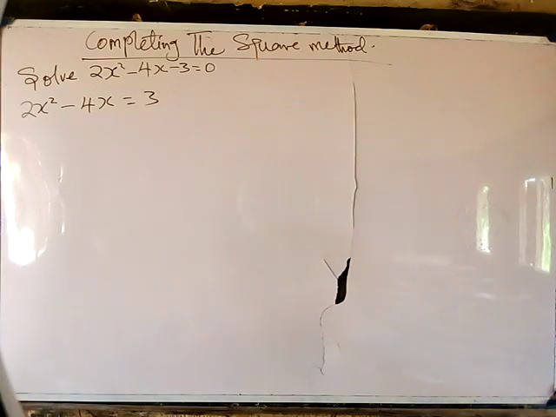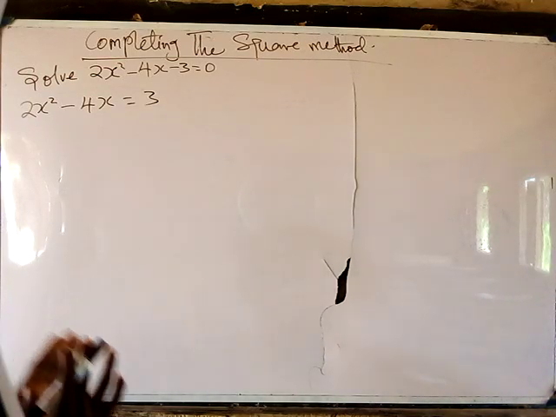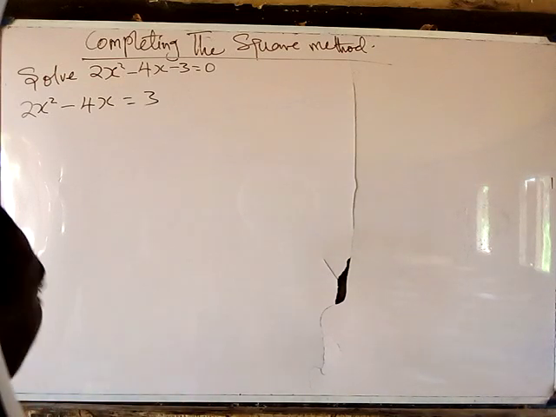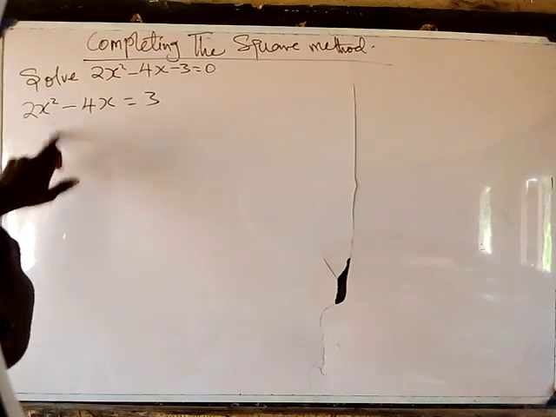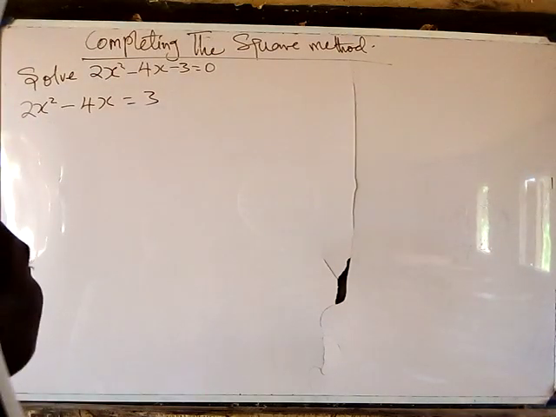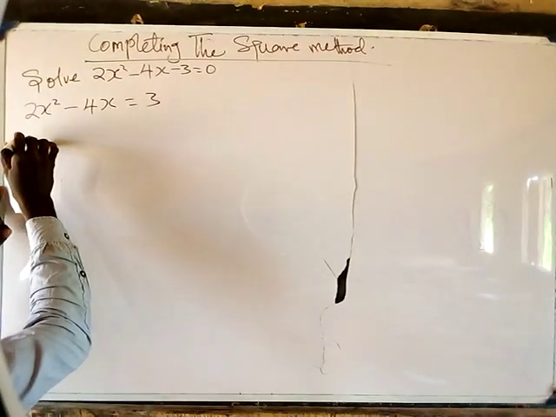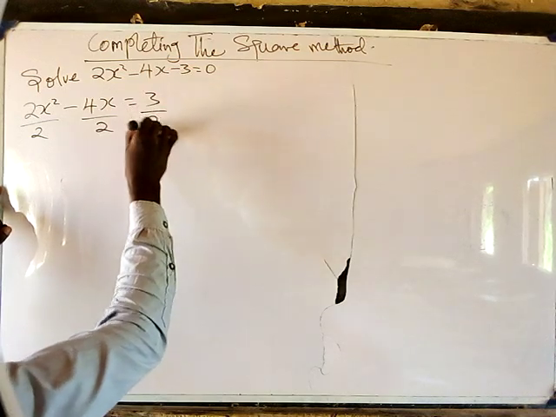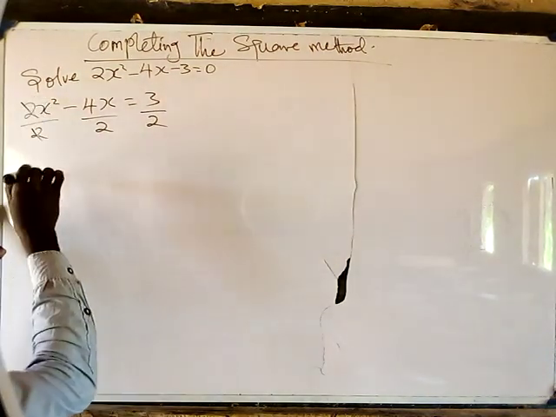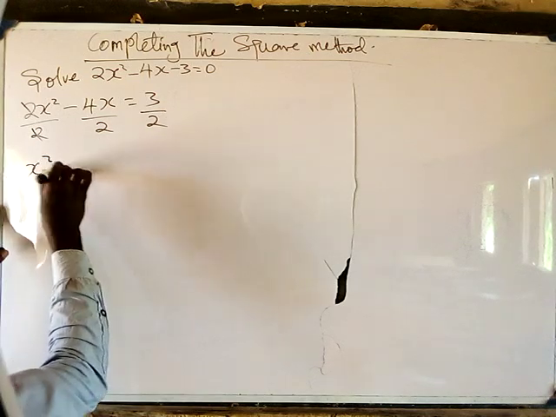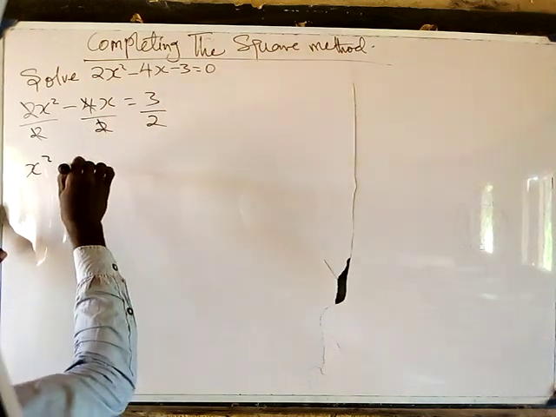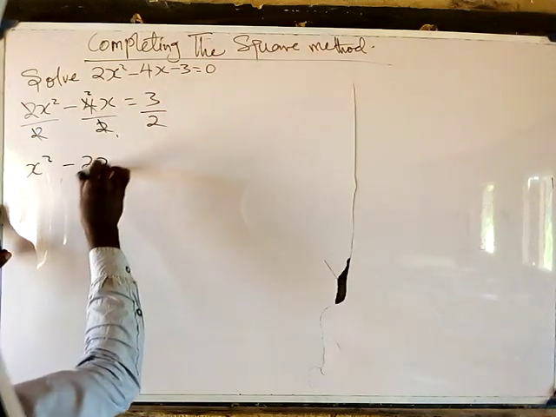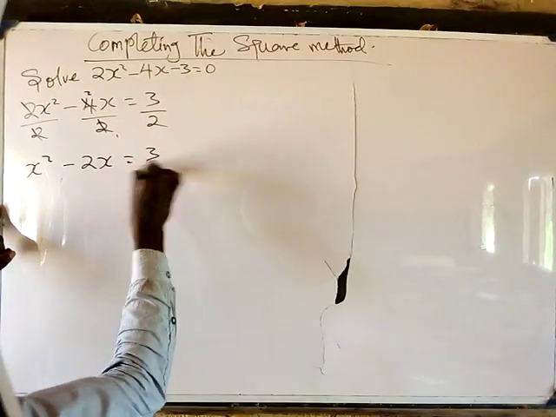The next step is to divide all through by the coefficient of x squared. That is 2. 2 is the coefficient of x squared. So I will divide by 2. When we cancel 2, what do you have left? You have x squared minus 2 into 4 is 2, isn't it? 2 into 2 is 1. So you have 2x here, equal to 3 over 2.